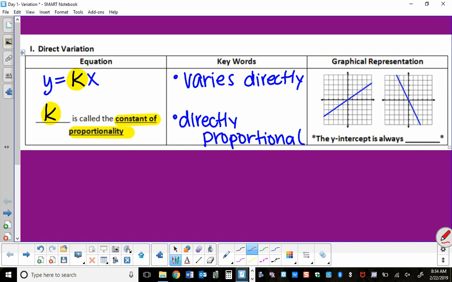Our graphical representation has a y-intercept of (0, 0) for these graphs, which we will do more of next class.